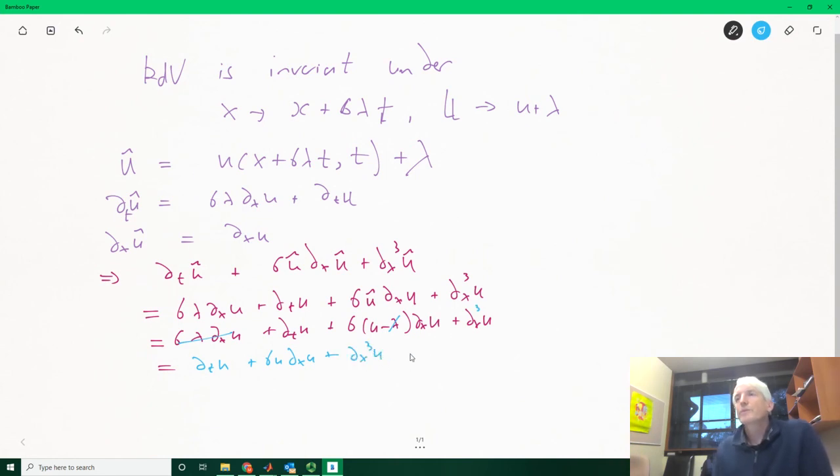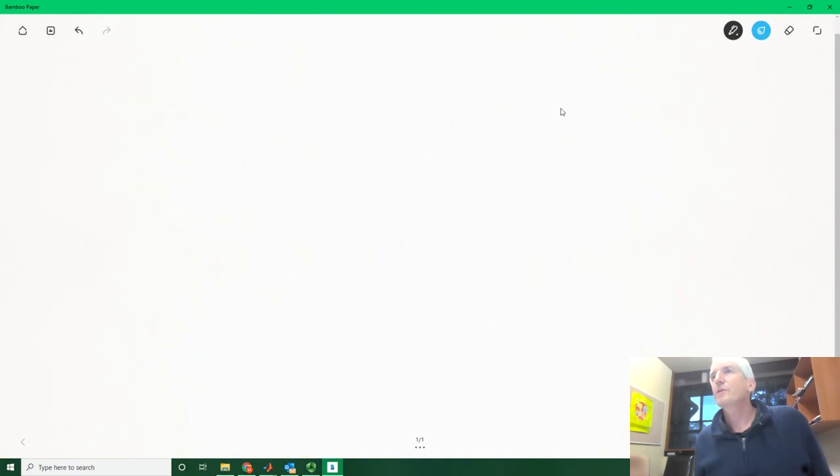Dx cubed u. Okay, so therefore, if the u without the hat satisfies the KdV, then so will this. If this is equal to 0, then this thing here must be equal to 0 as well. Okay, so we've shown that it's invariant under that transformation. Okay, great.